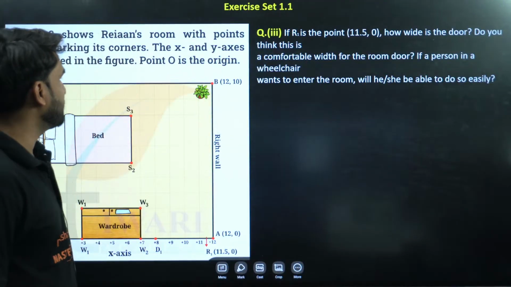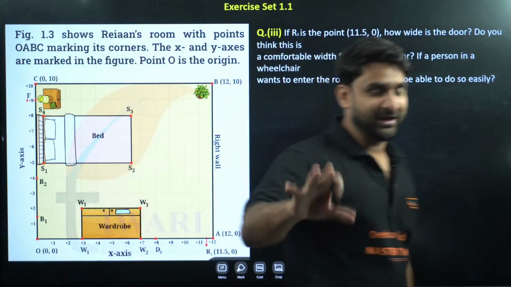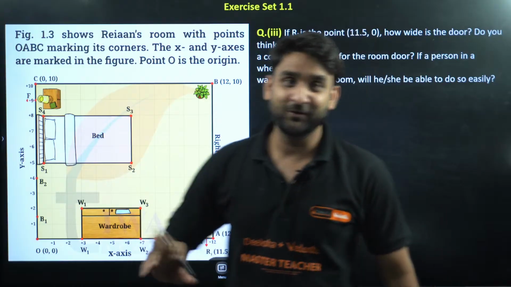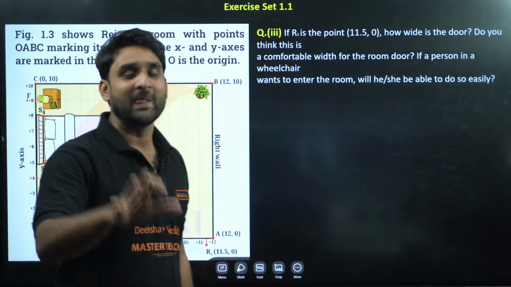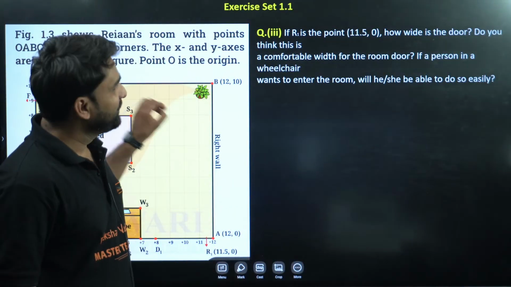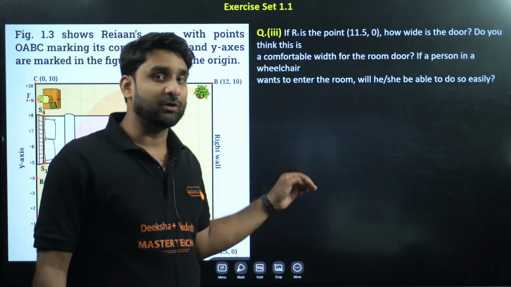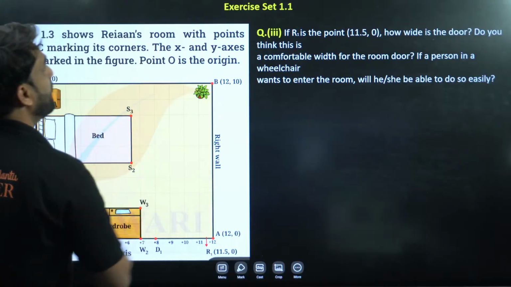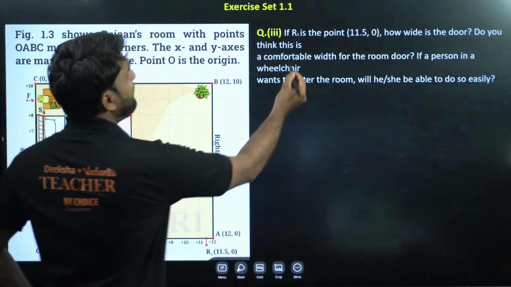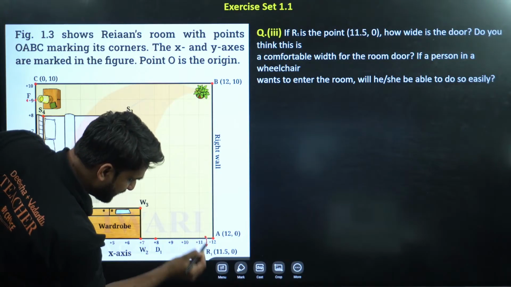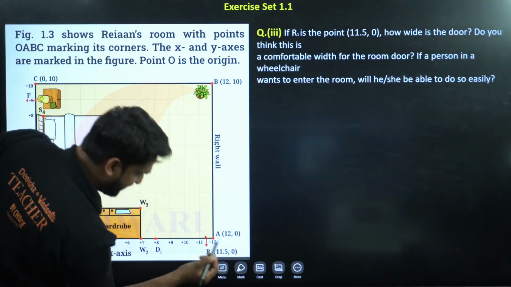Moving to the next, third question, and I'm using the same diagram again and again because we have to answer all the questions based on this same diagram. So we don't need to change the diagram. If you see the question in your textbook, the diagram is single there, and there are so many questions that we need to answer based on this diagram. Next, if R1 is the point, and R1 has coordinate 11.5, 0.